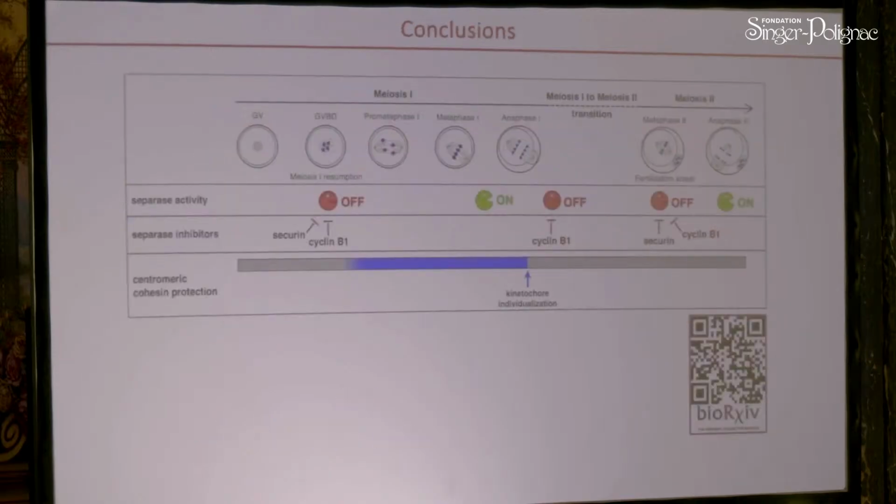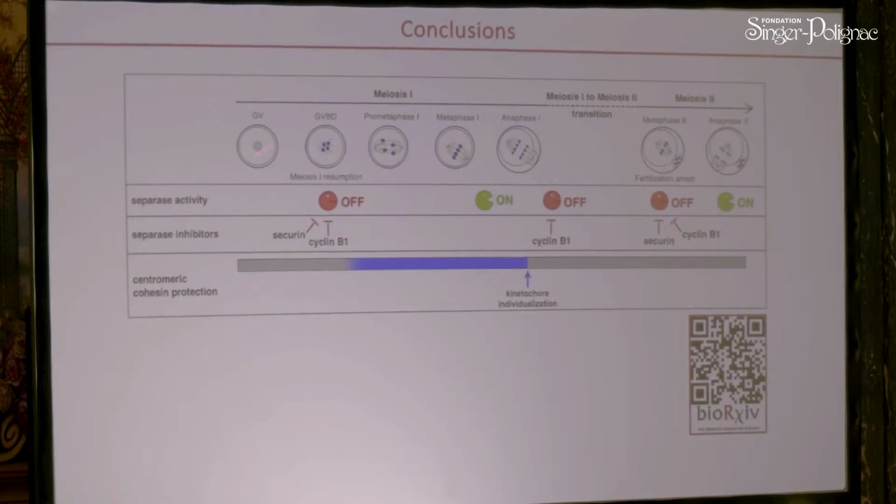Now, just to finish up, we have found that cohesion protection, here in blue, is in place at the metaphase to anaphase transition in meiosis 1, but not in early meiosis 1 at resumption of meiosis, and not during the meiosis 1 to meiosis 2 transition, which are data I haven't shown, and also not during this metaphase 2 arrest. So it is removed quite early, immediately after exit from meiosis 1.